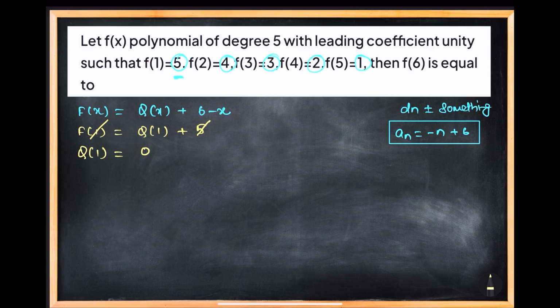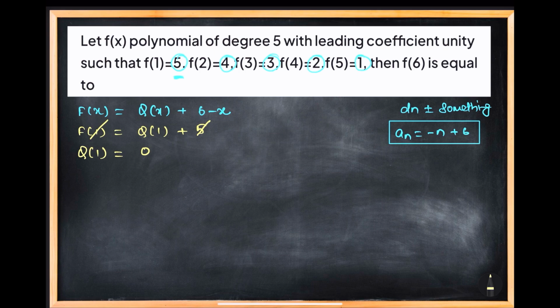So 5 is gone. Can I say that q of 1 will become 0? What I am trying to do is, I feel that if we can find out who is q of x, we can manage who is f of x. Because this is known. And if we know who is q of x, we can manage everything, no? So this is my idea. So you got q of 1 as 0.